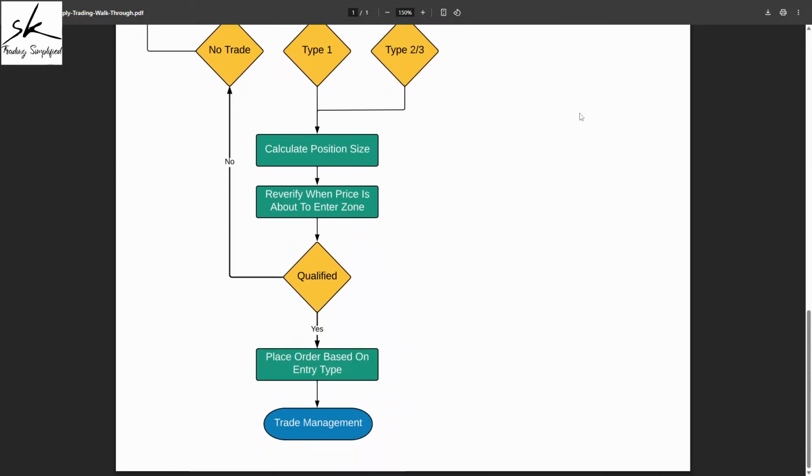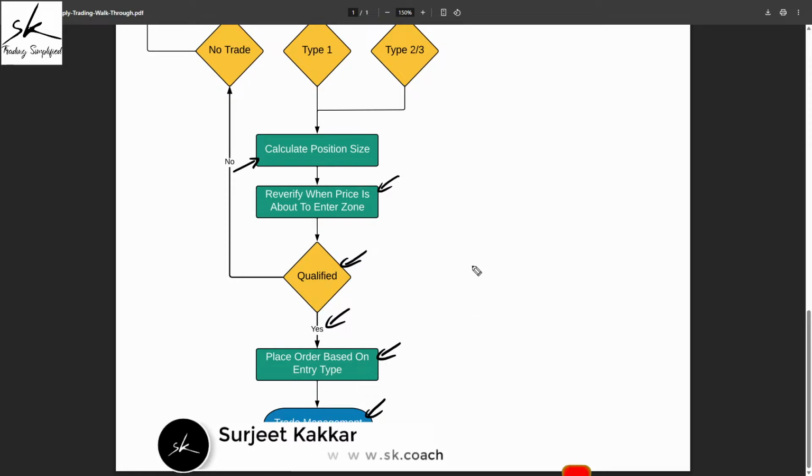Now, no matter how high the quality or the probability, any trade can be a stopped out trade. So we need to be ready for the worst case scenario, for which we'll do a proper position size calculation. Now, whenever the prices are back, we'll have to re-verify because the markets are not static, they are dynamic. Conditions are changing almost every other second. So before entering the trade, we need to ensure that it is still qualified based on our trade plan. If the answer is yes, we place our order based on the entry type. And once you have got your entry, the last step is your trade management.